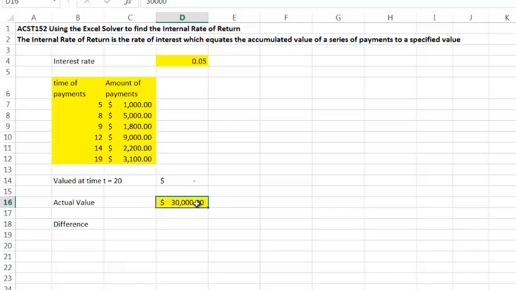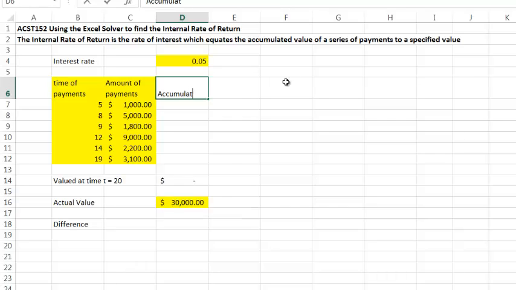Now what we're going to do is start by making a guess. I'm going to guess that the interest rate is 5%. I just picked that number out of thin air. And we're going to see if the interest rate was 5%, what would the accumulated value be? So by now you should be able to work out the accumulated value of all these payments.